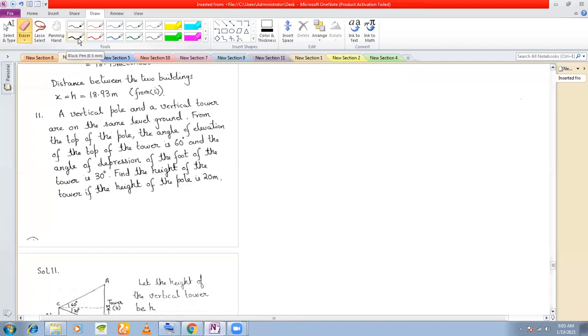A vertical pole and a vertical tower on the same level ground. From the top of the pole, the angle of elevation of the top of the tower is 60 degrees. Let us first draw the tower and the pole, and let's see how to draw. Say this is our tower and this is the pole. They are on the same level ground.